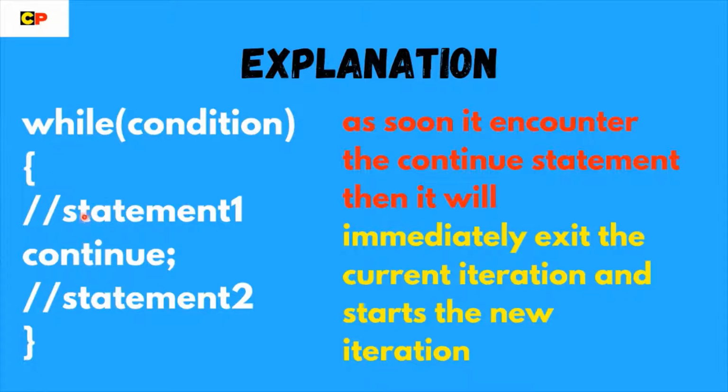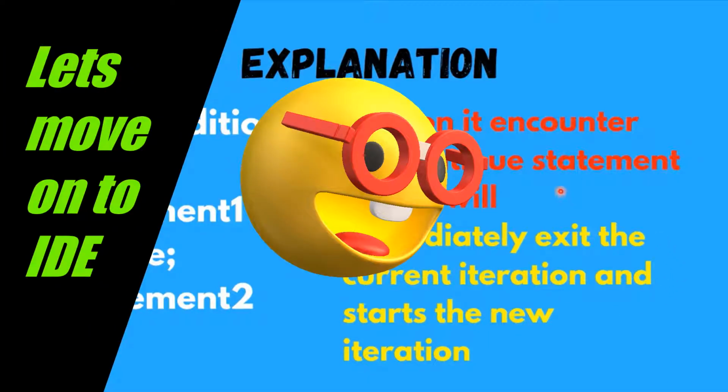Suppose the compiler comes here, again it will check the condition, then enter the while loop and execute statement 1. If it encounters the continue statement, then instead of going down, it will go up. This is how the continue statement works. As soon as it encounters the continue statement, it immediately exits the current iteration and starts the new iteration. We will understand this statement better when we use for loops. So let's move on to the IDE to see some coding examples.